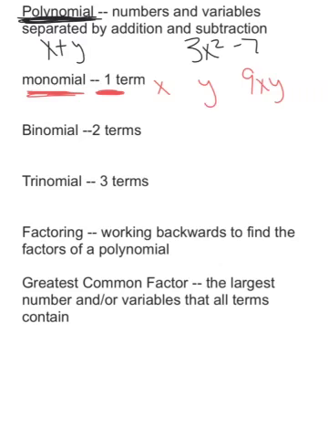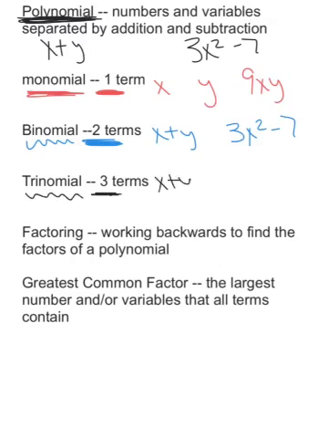A polynomial that has two terms is called a binomial. Same thing, you need to fill that in on your note sheet. So this might be something like the example we used at the top, x plus y. Or the example we used at the top was 3x squared minus 7. Those are both binomials. And then a special polynomial that has three terms is called a trinomial. So this might be x plus y plus z. So something where you have three terms.